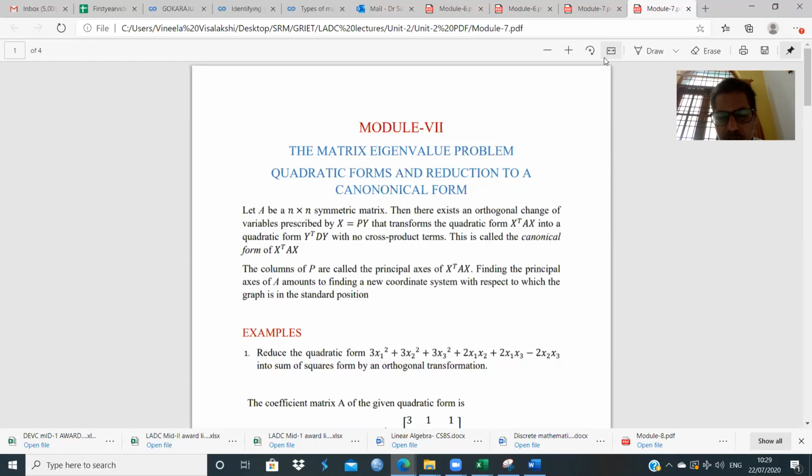There are several methods to reduce a quadratic form to a canonical form, but one of the techniques is to use an orthogonal transformation to reduce it to the canonical form. So let's look at the introductory parts. If A is an n by n symmetric matrix, then there exists an orthogonal transformation of the variables prescribed by x equals Py that transforms the quadratic form x transpose Ax into a new quadratic form y transpose Dy with no cross product terms.